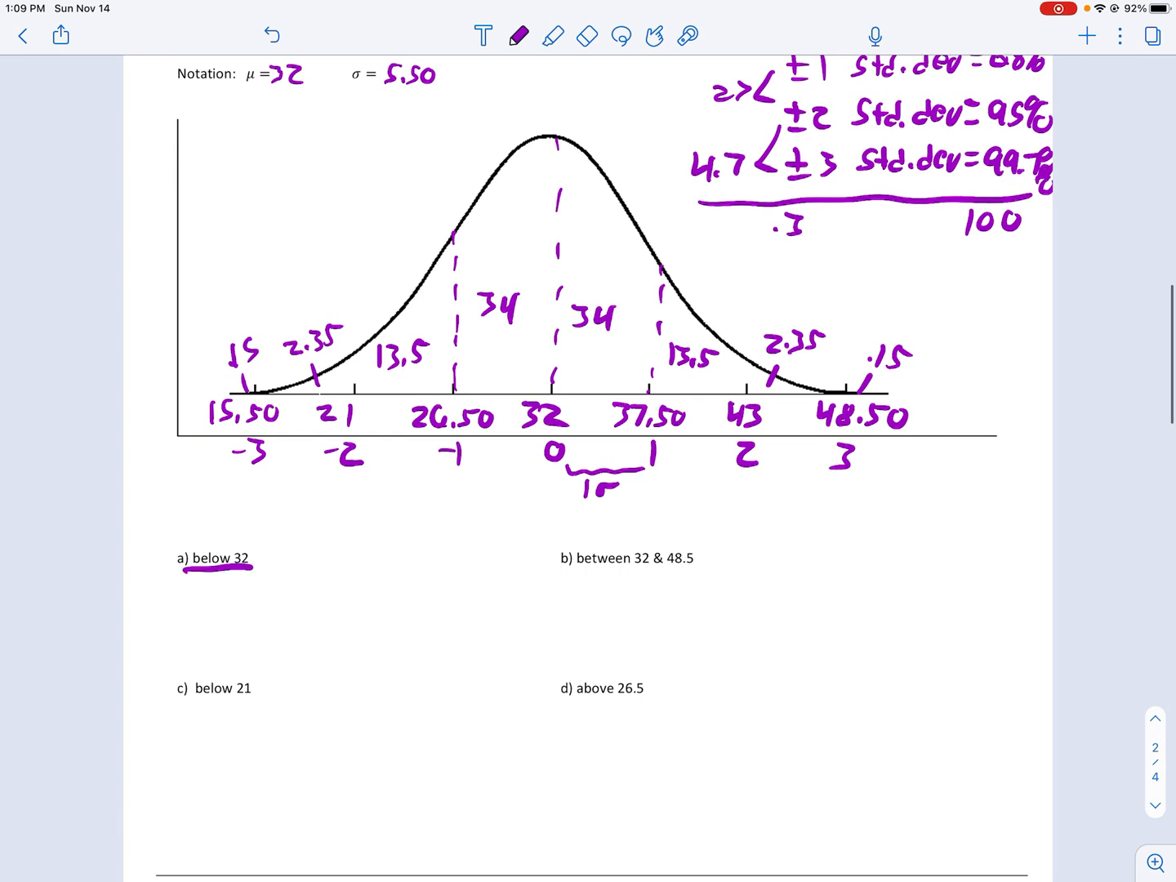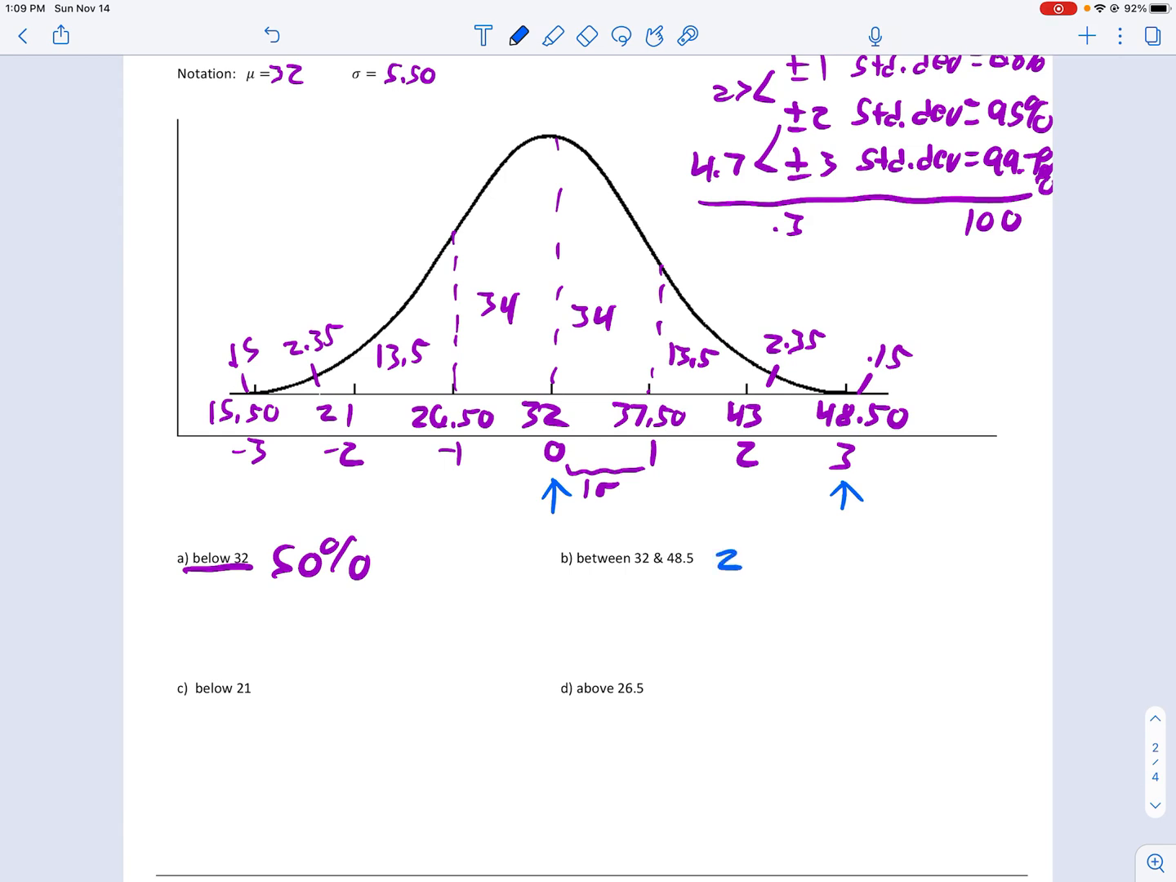So below 32, that would be all of these 4. But also 32 is right in the middle. So instead of adding up all 4 of those, we could just realize that's going to be 50%, because 50% of the data is going to be less than 32. And 50% is going to be above 32. Right, between 32 and 48.5. So here's 32, here's 48.5.